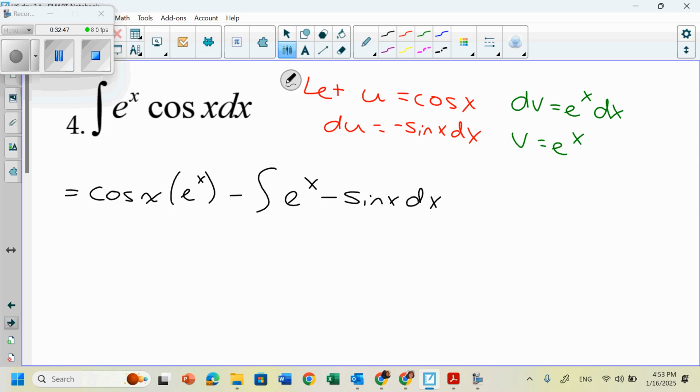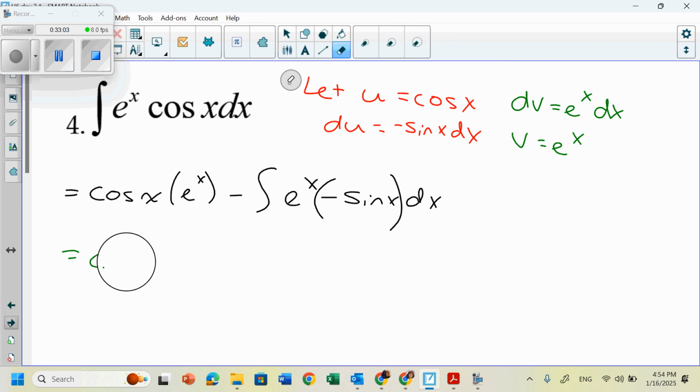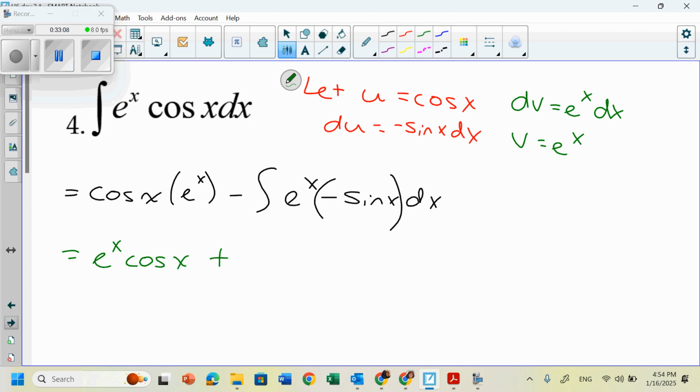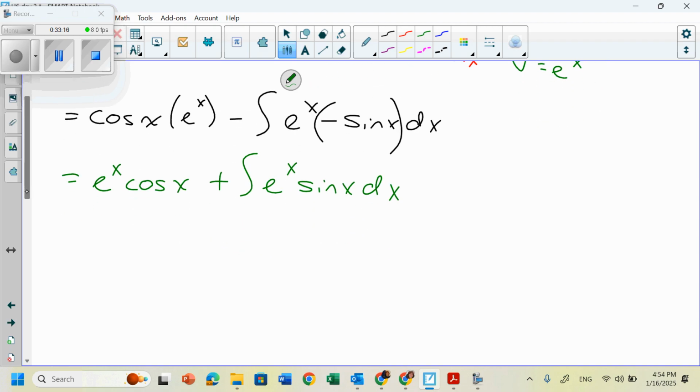I'm going to clean this up before I try and do anything else, because it's just easier. I'm going to put e to the x in front, that way I don't have to worry about it. And then minus, and this becomes plus, this is why I cleaned it up, plus the integral of e to the x sine x dx. Huh. I've got to do integration by parts again on this. So again, I'm going to do u equals sine x, then du is equal to cosine x dx, and dv is equal to e to the x dx, v is equal to e to the x.